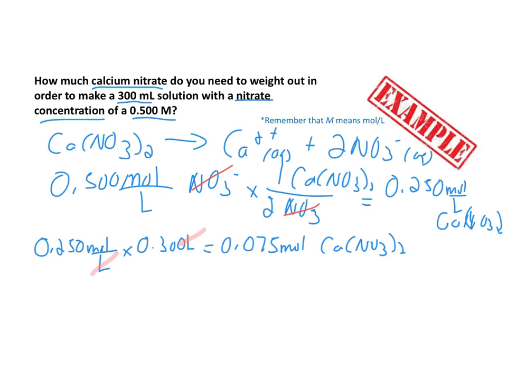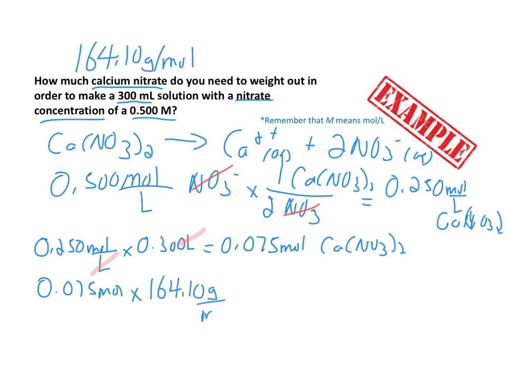Then we have to multiply by the molar mass of calcium nitrate, which I determined earlier was 164.10 grams per mole. So we take our 0.075 moles of calcium nitrate multiplied by 164.10 grams per mole, and the math here is 12.3 grams. So that means we need to weigh out 12.3 grams of calcium nitrate in order to make 300 milliliters of a solution with a nitrate concentration of 0.5 moles per liter.